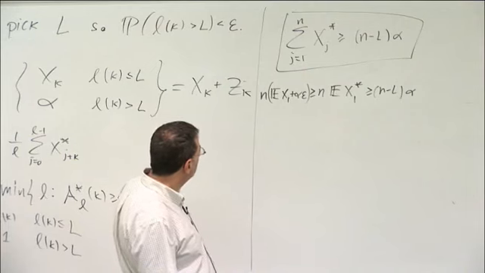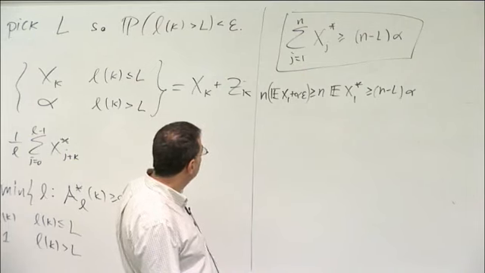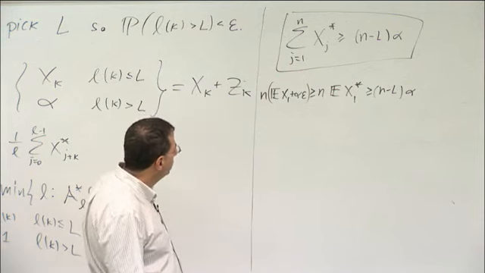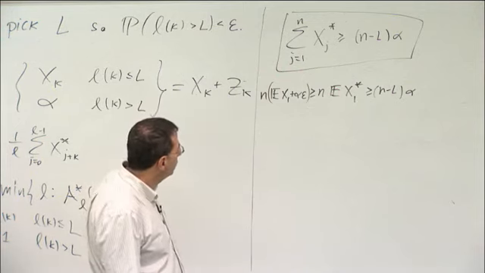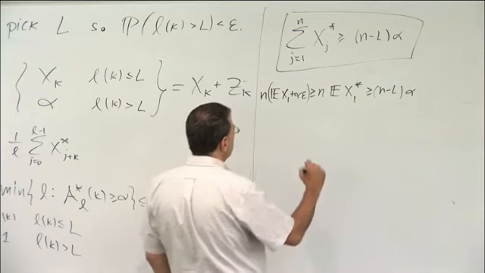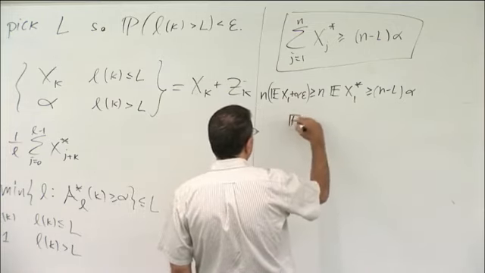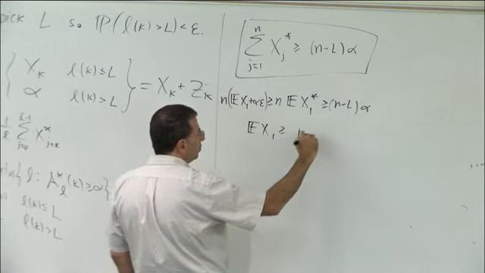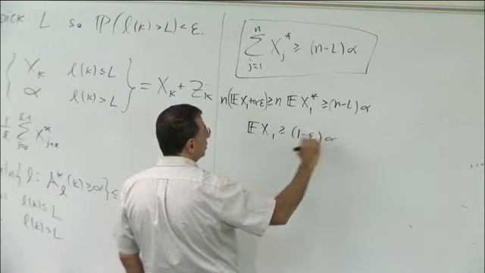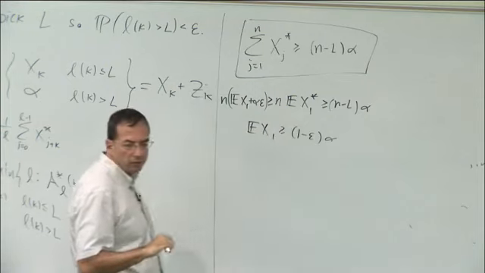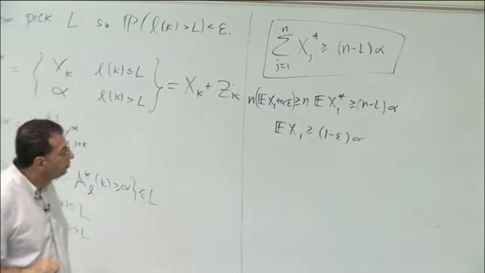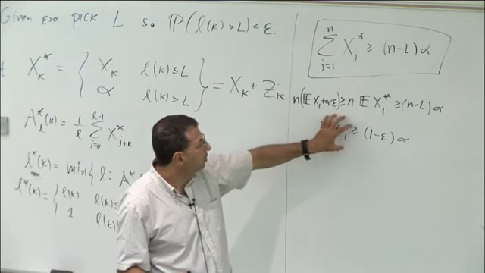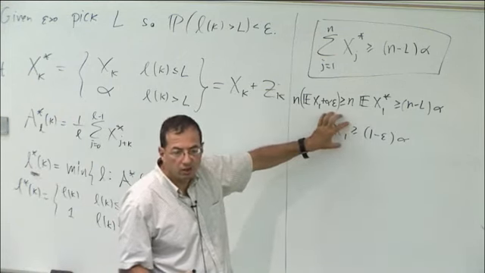Okay, so now we're in a good situation. We can divide by n and take a limit as n tends to infinity, and we'll get that the expectation of x1 is greater than (1 minus epsilon) times alpha. Okay, moving the epsilon to the other side. And this we could do. Note that here now it's x1. It's not x1 star anymore.